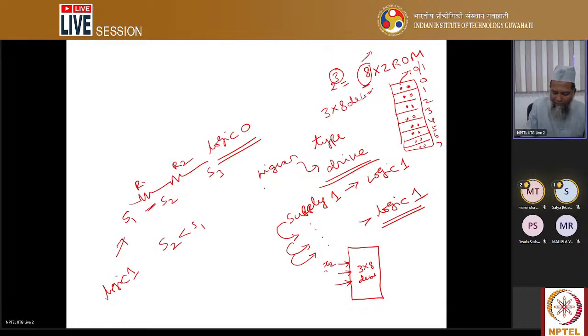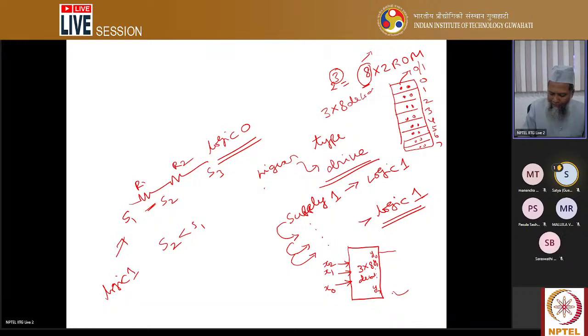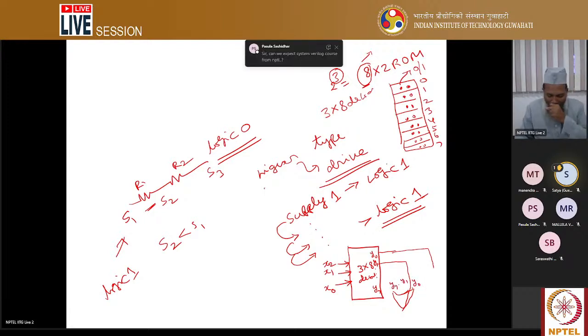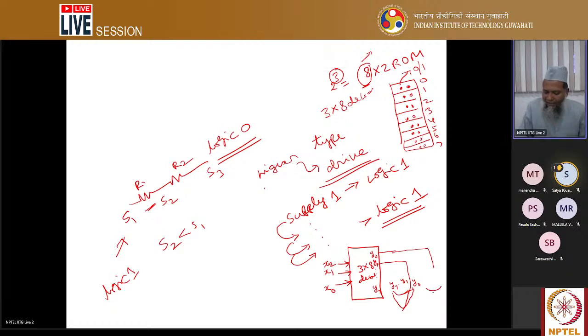Say the inputs are x2, x1, x0, and there will be 8 outputs, y0, y1, and so on up to y7. What we are going to do is connect two 8-input OR gates. The inputs are y0, y1, y2, up to y7. Similarly, for the second OR gate also, the inputs are all y0 to y7. So these are the outputs.